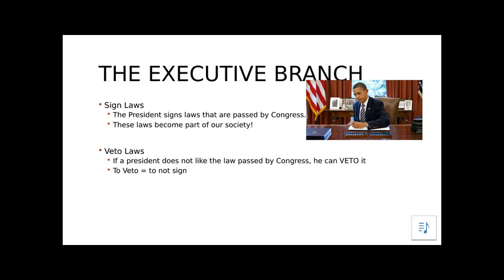So if a president sees a law that was passed by Congress and he does not like the law, he just says, I refuse to sign this law. We're going to see what happens when that happens in a couple of slides. But just know that the president can say, I don't like the law and I refuse to sign it. Presidents have to sign these laws in order for them to become law. If not, they go back to Congress.